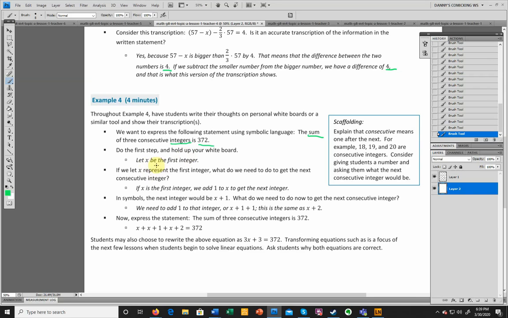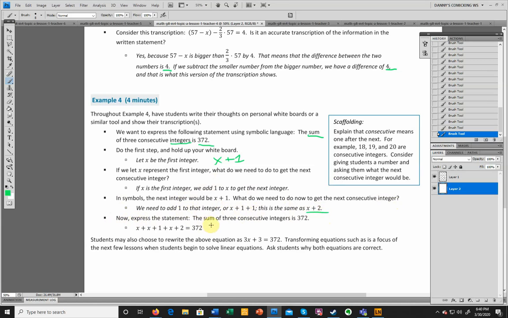Let x be the first integer. So the first integer of the 3 integers is x. If we let x represent the first integer, what do we need to do to get the next consecutive integer? We add 1 to x, x plus 1, to get the next integer. What do we need to show to get the next consecutive integer? We need to add 1 to that integer, or x plus 1 plus 1. This is the same as x plus 2.